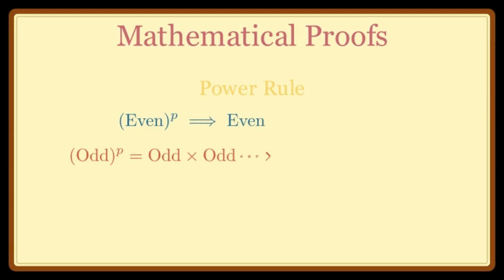If the base is odd, we are multiplying odd times odd times odd. We just proved that an odd number times an odd number stays odd, so no matter how many times you multiply it by itself, an even number can never sneak its way in as the result stays odd forever.